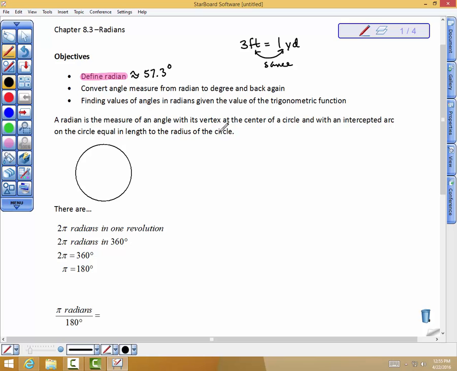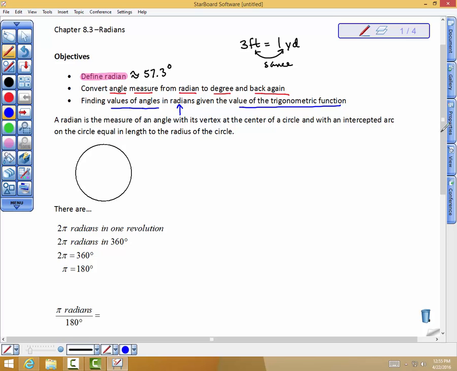So same topic as previously in Chapter 8, Section 2, but now we're doing the same thing in radian measure. We're going to be reminded of how to convert angle measure from degrees to radians and radians to degrees and back again. That's what this particular segment is going to focus on. And then we're going to do what we've done previously and find the values of angles when we're given the value of the trig function, but we're going to find the angle in radians.